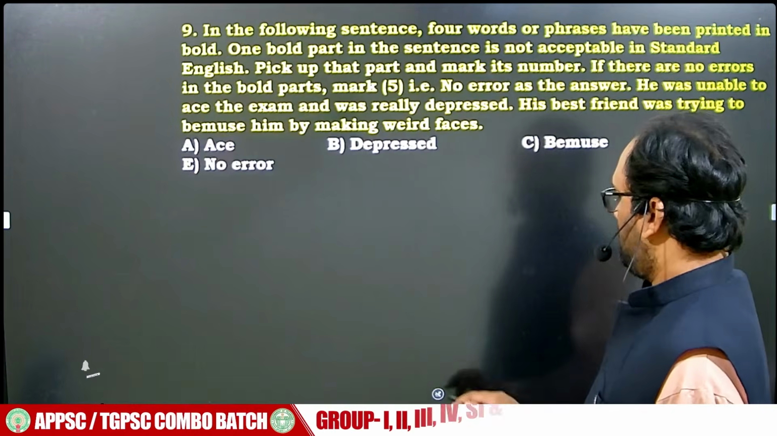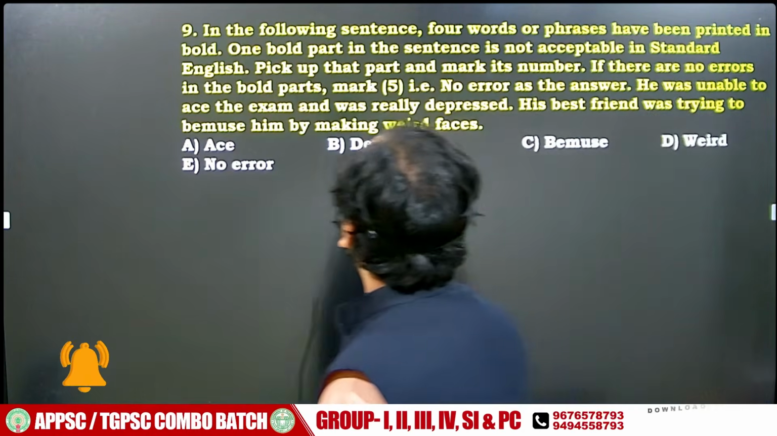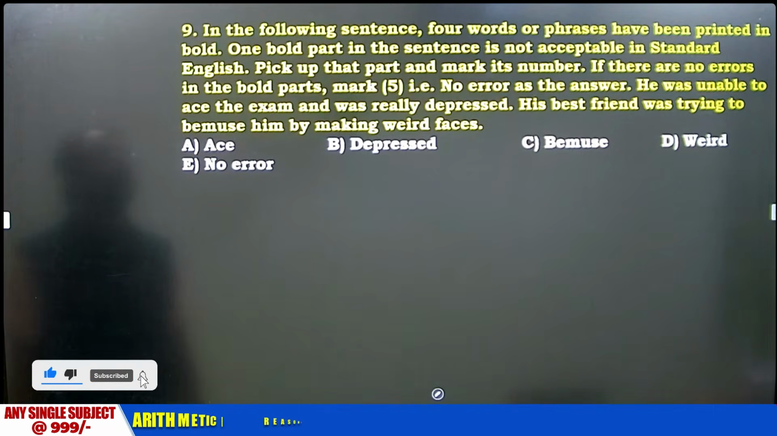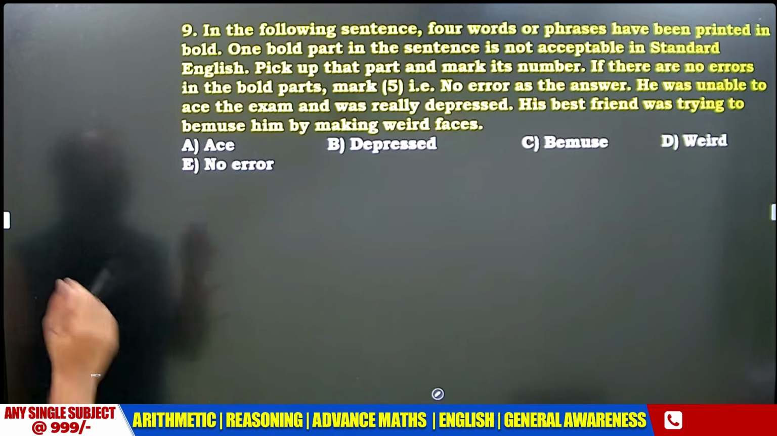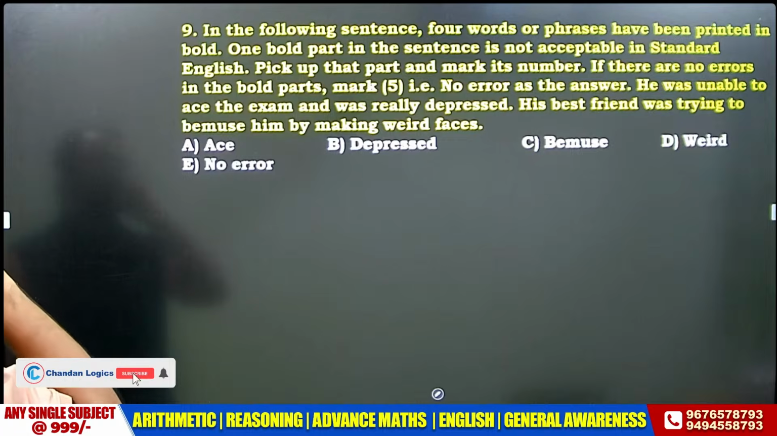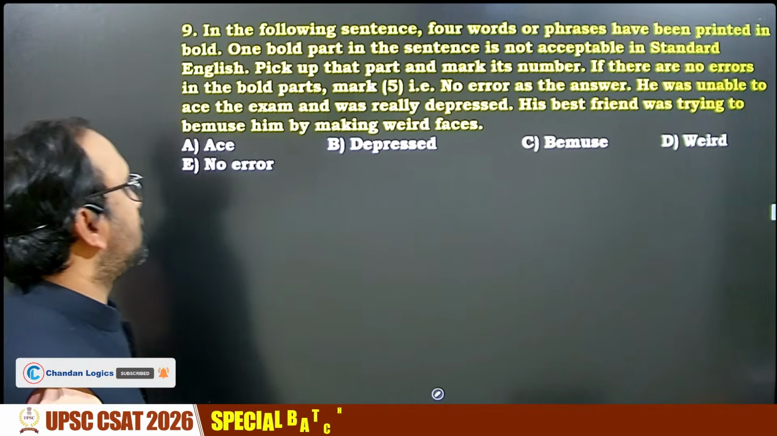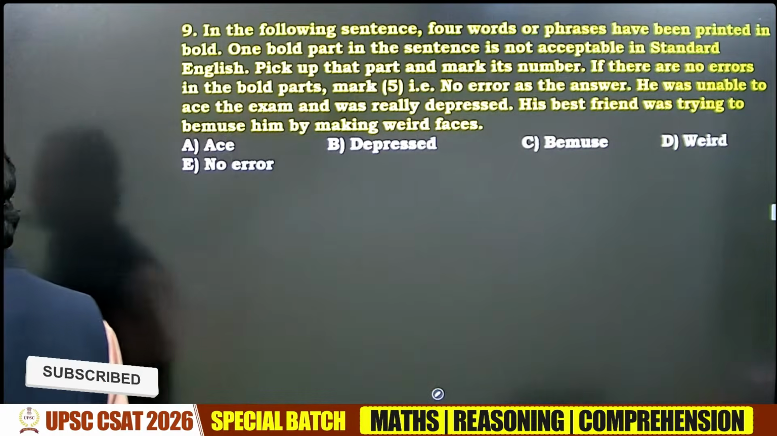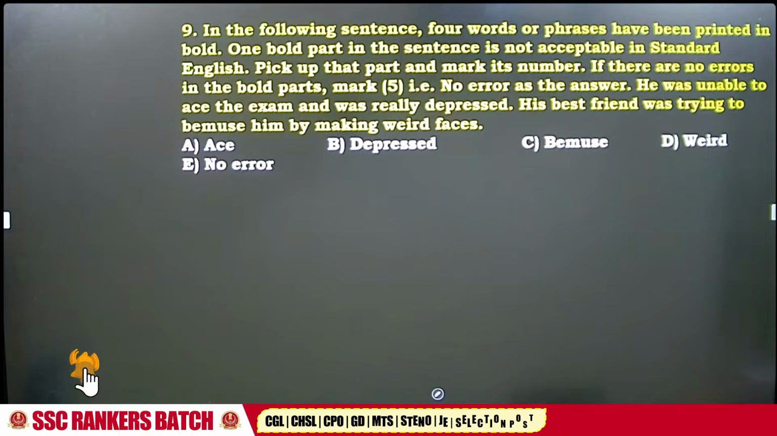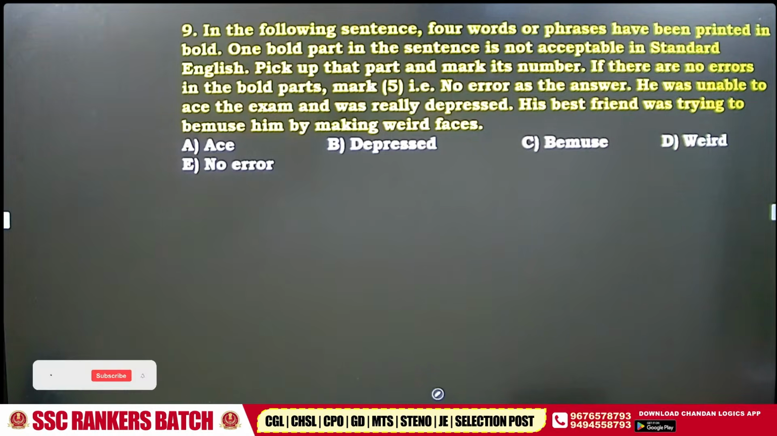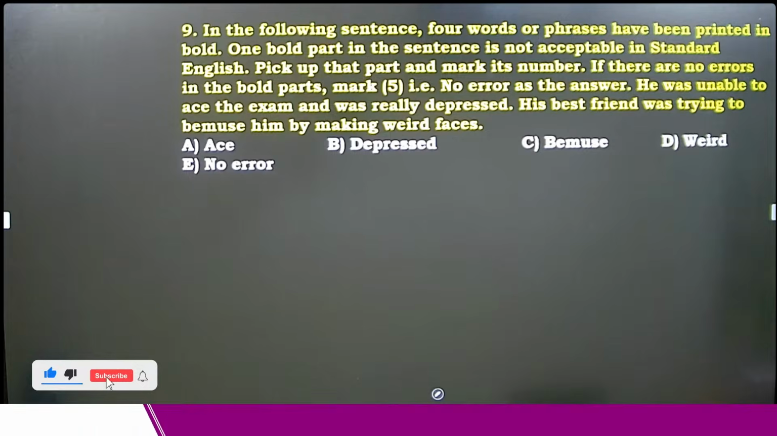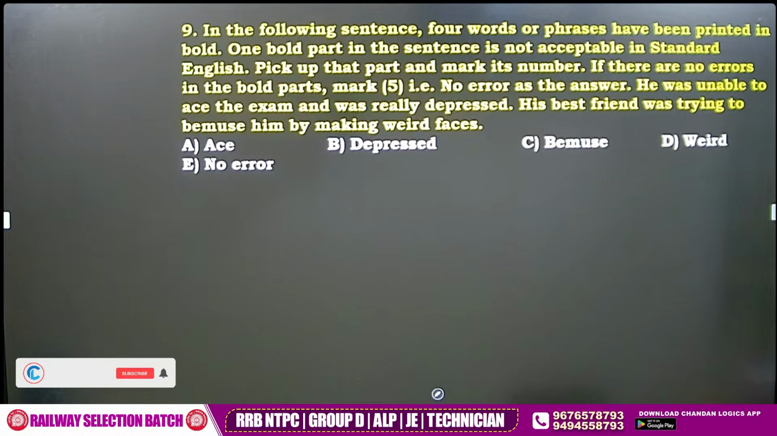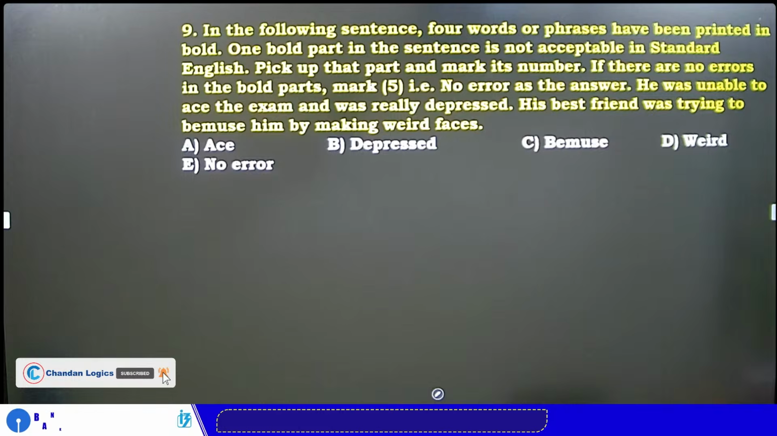Chalo. Let me take you to the 9th question. Now, in the following sentence, 4 words have been printed in bold, and 1 bold word in the sentence is not acceptable. We need to find which word is improperly used. You don't have to read the sentence for this. Go to the options. See wrong word. Maybe incorrectly spelt word, or inappropriate word.